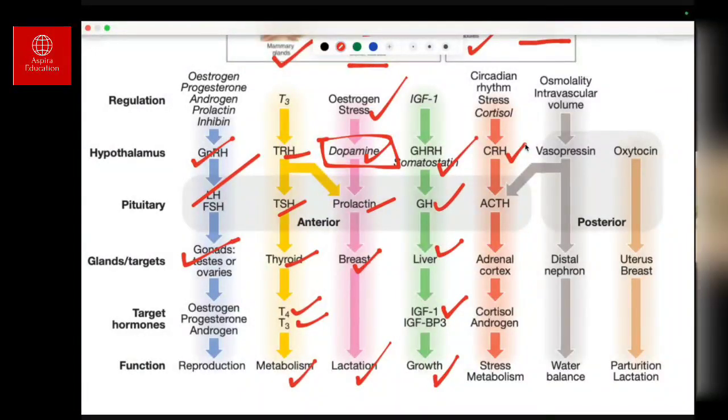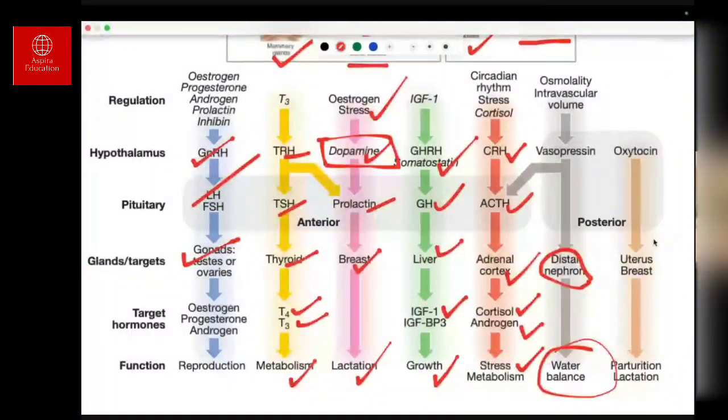Then again, there is CRH, corticotropin releasing hormone, that is secreted from the hypothalamus and acts on the pituitary to cause release of ACTH. The ACTH acts on the adrenal cortex. Then ADH has action on the distal nephron and is involved primarily in water balance. And oxytocin acts on the uterus and is involved in parturition and lactation.